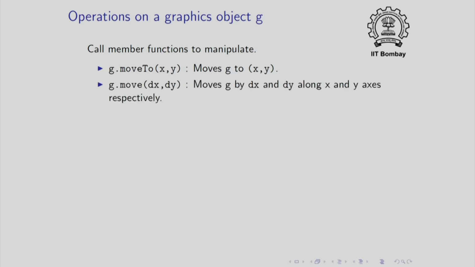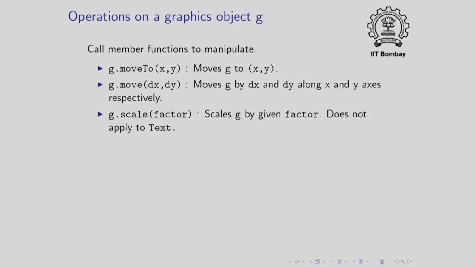I can also specify the movement by giving a relative displacement. If I say G dot move dx dy, then the object will move from its current position to a position obtained by adding dx and dy to the x and y coordinates. So, if the current position is xy, then this will cause the object to move to x plus dx and y plus dy. You can also shrink or expand an object, and this operation is called scaling. You can specify a factor which, if bigger than 1, will cause the object to expand, and if smaller than 1 will cause the object to shrink. Whatever the factor is, that will be used to shrink or expand. This operation does not apply to text. Text remains the same size no matter what.